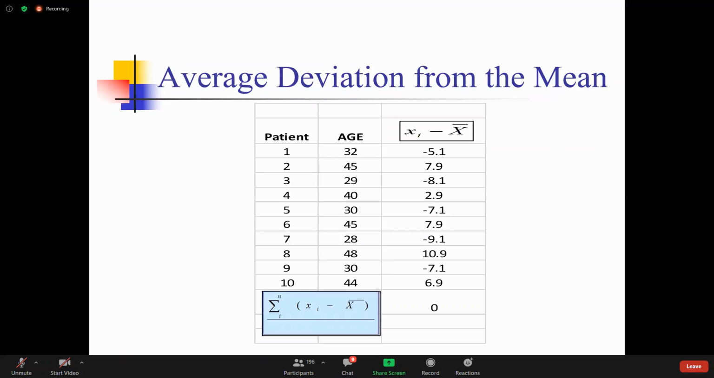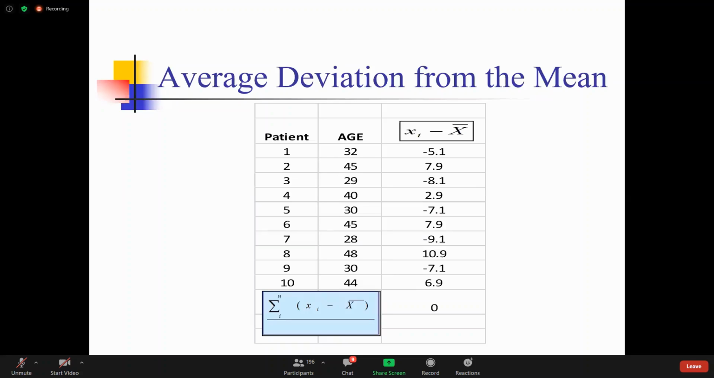So what do we do? The statistician says we have two ways out of this. Either take the absolute value of this, which is the value that does not have a sign, or we take the square of this variable, because when you square a negative, it becomes positive, as we know from algebra in high school.